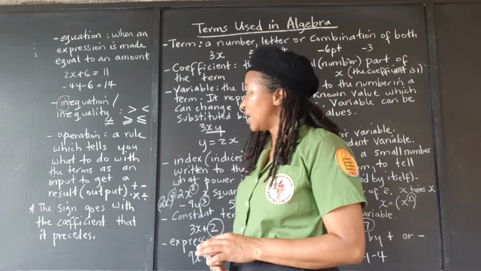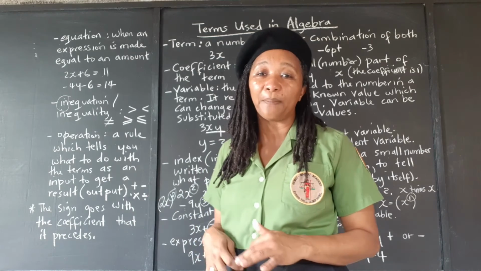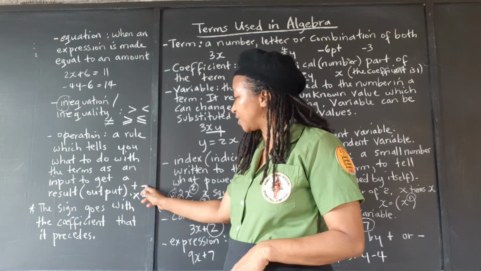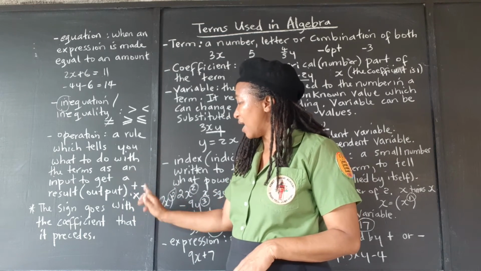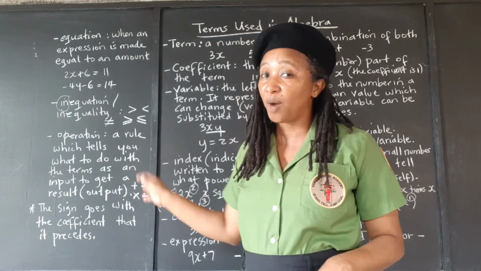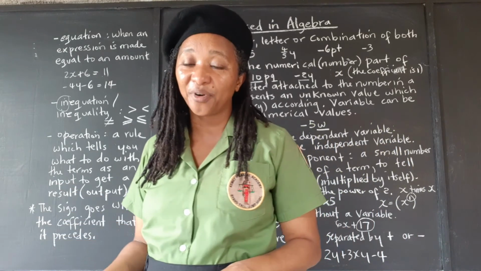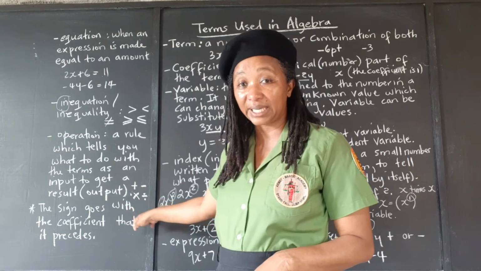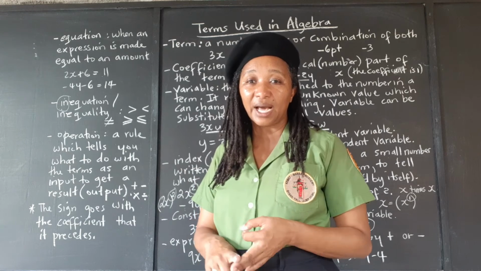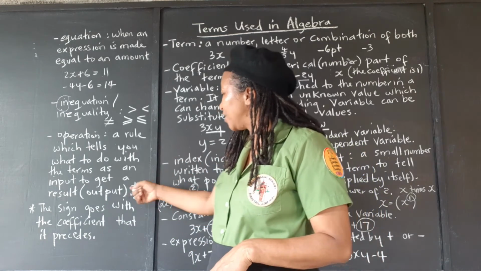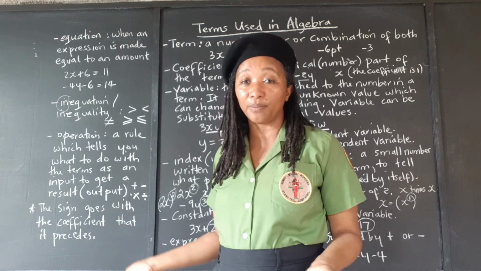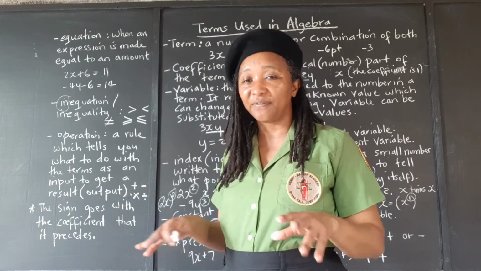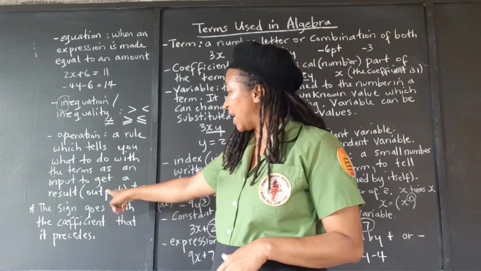What we mean is we're telling you the rule that you're going to apply to the terms. Are you going to add them? Are you going to subtract? Are you going to multiply? Are you going to divide? And there are other operations, many other operations, right? But these are the four basic operations of arithmetic: multiply, divide, add, subtract. So it tells you the rule. What are you going to do to the terms? So it's the inputs. You're plugging in these values and you're doing this to them to get the output or the results.